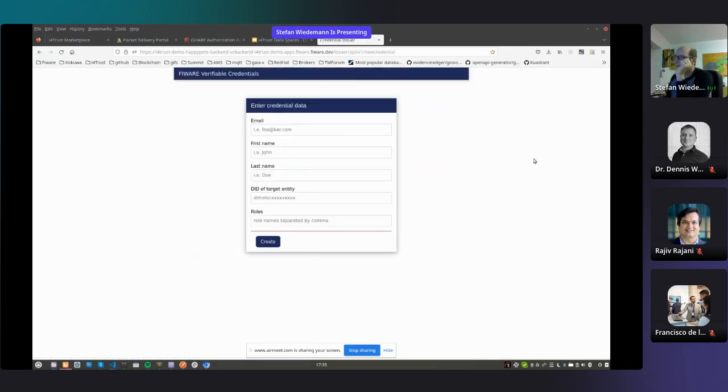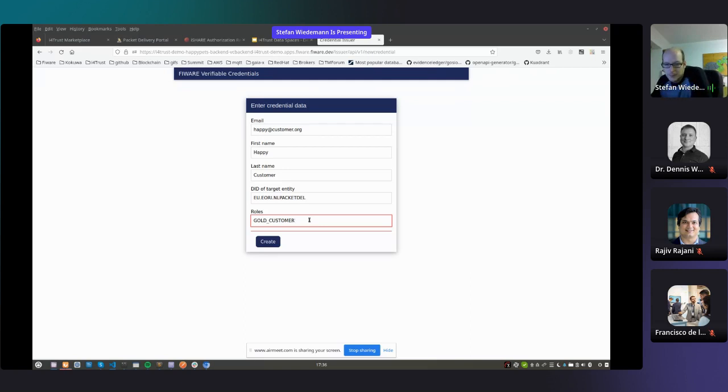I will now create such a credential. The email address, let's call it happy customer. We have the first name and the last name. Then we have to define the target entity that we want to use, that we issue this credential for. This is important for the credential, because a credential can basically be used in different contexts. What we say here is that the role that we assign, called customer role, belongs to packet delivery.